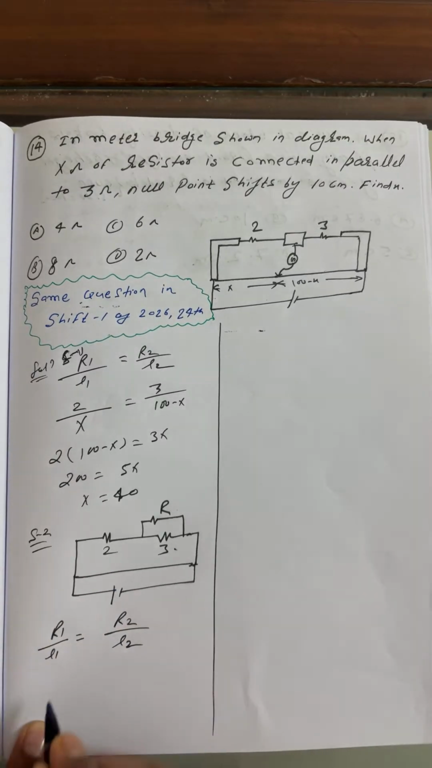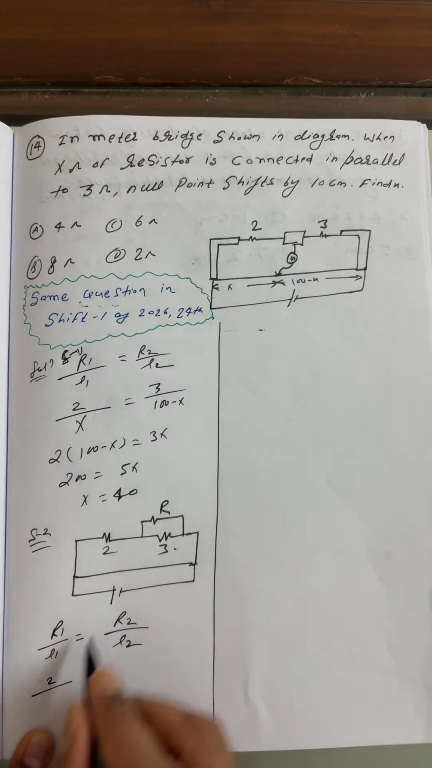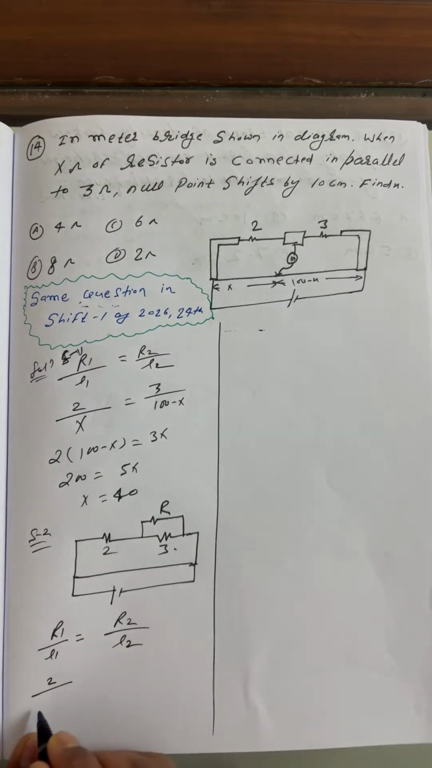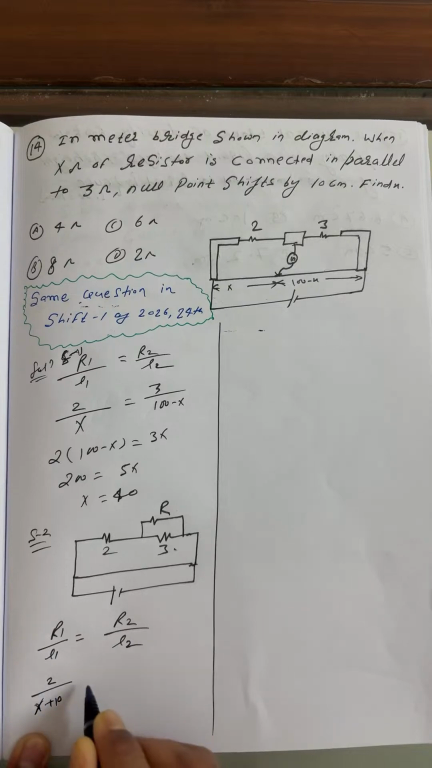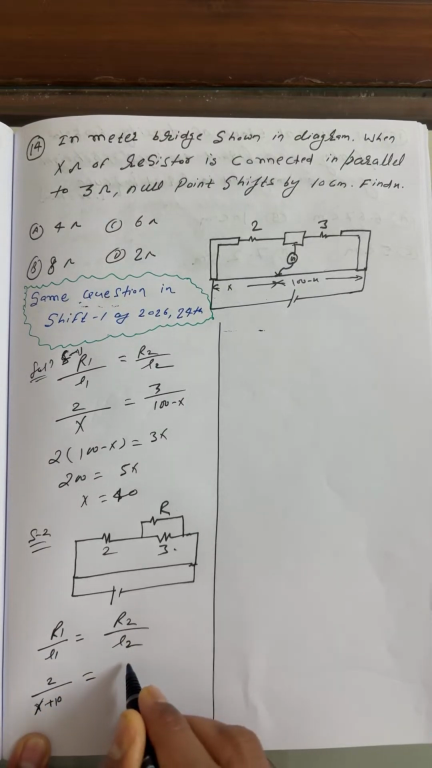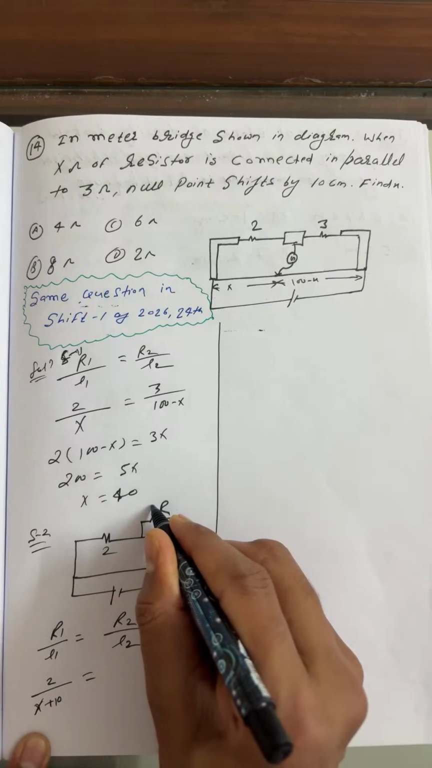R1 beta remains the same here, no change. 2. And what's L1 beta? It's a shift by 10, so you can say beta X plus 10. R2 beta is what you can write? R2 just beta, you can apply here.